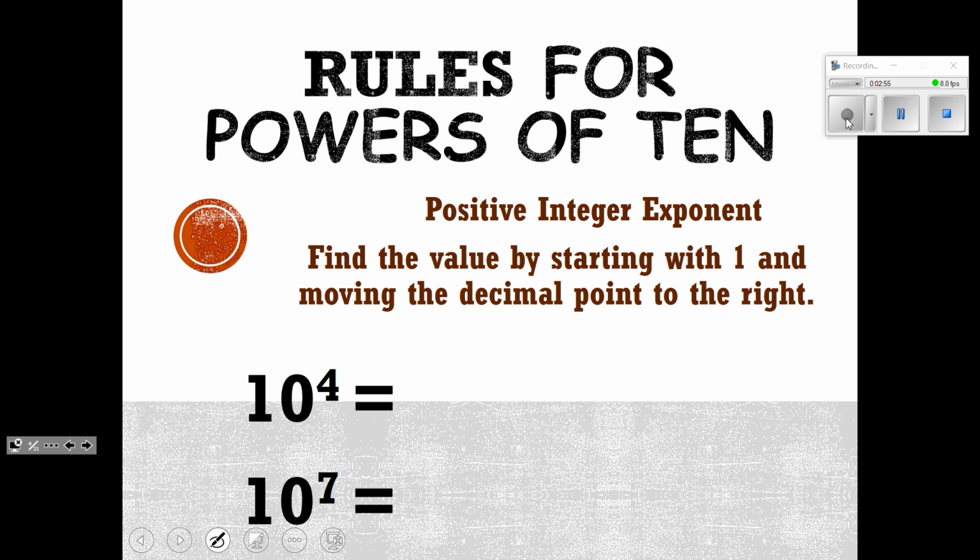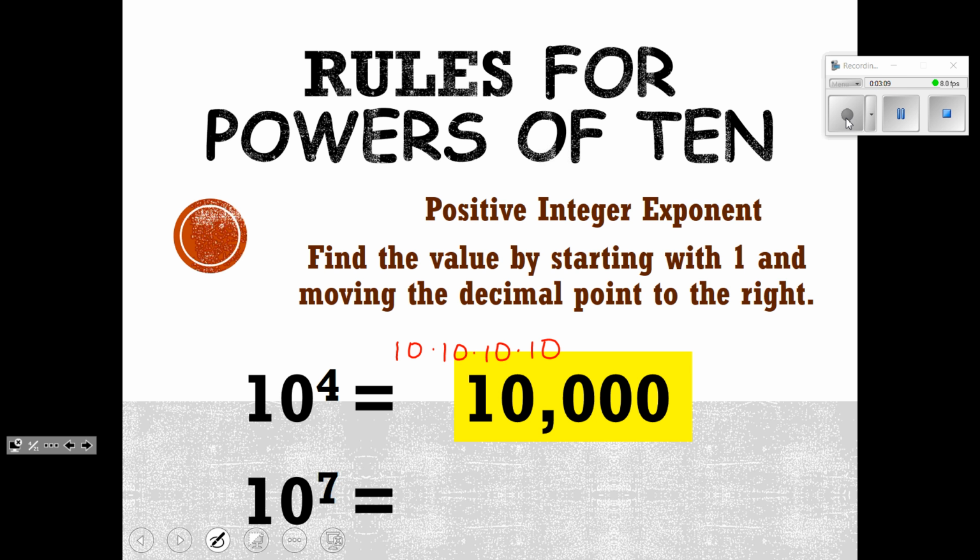Before we write in scientific notation, let's just understand some things about the power of 10. When you have 10 to the 4th power, that is the same thing as 10 times 10 times 10 times 10. And what you will find out is that 10 times 10 times 10 times 10 is the number 10,000. I want you to look for a pattern here. Notice in the number 10,000 how many zeros there are, and look at the exponent.